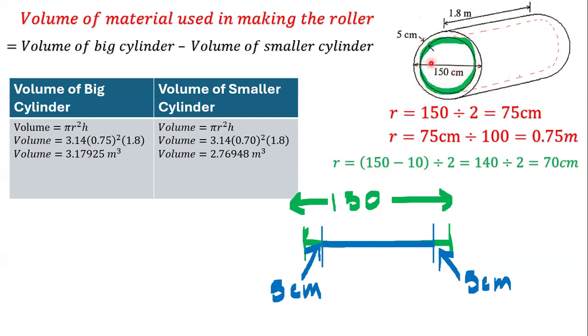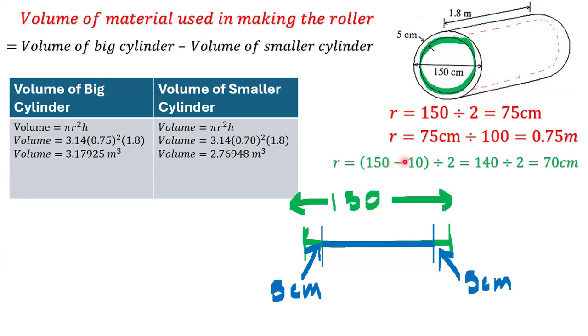So we know that the whole thing is 150. And so what we need to do is say 150 minus this 5 minus that 5. And so we'll have 150 minus 10. The diameter is 150 minus 10, but the radius is going to be 150 minus 10 divided by 2, because it's going to be half of the diameter.